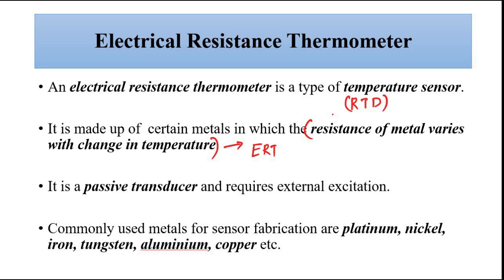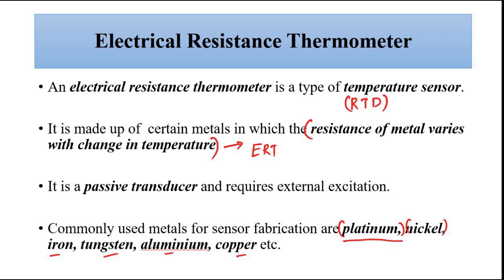The commonly used metals for fabrication of this temperature sensor or thermometer are platinum, nickel, iron, tungsten, aluminum, copper, like this. But most commonly you will find platinum based electrical resistance thermometers or platinum based resistance temperature detectors. There are a lot of reasons for the selection of platinum. I have discussed it in detail in sensors and transducers. Here I don't want to go into detail about that. Here I want to go straight to the main working formula because we'll be using that for solving a lot of numerical problems.